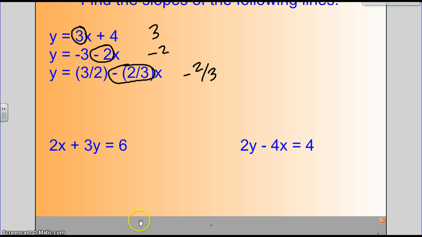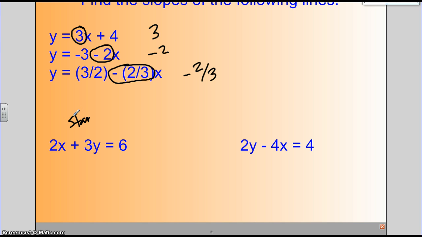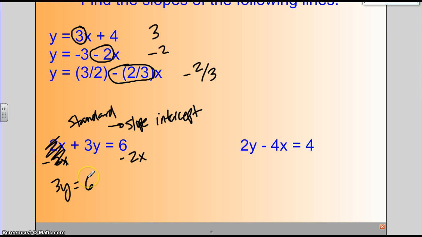This is in standard form. And we have to change it to slope-intercept if we want to see the slope. So I move the 2x over, this goes away, I have 3y is equal to 6 minus 2x, then I divide everything by 3. Now I have y equals 2 minus 2/3 x. So the slope here is -2/3.